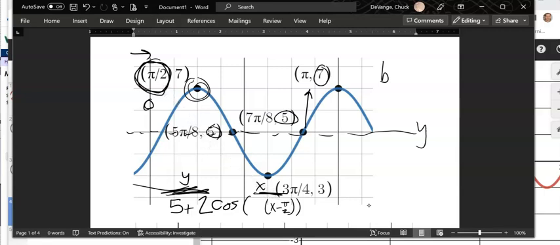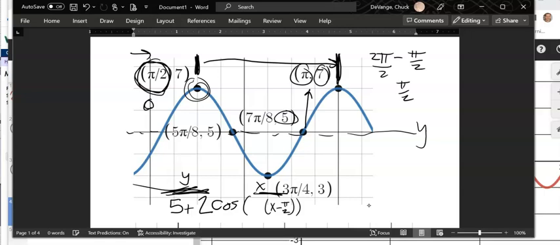Now, what is the stretch? So what I'm going to want is the period of this thing. So let's see. This is at pi over 2, and it goes all the way to pi. So if I want that distance, I can subtract pi minus pi over 2. So if I think about that, that's pi over 2. So the period of this is pi over 2.